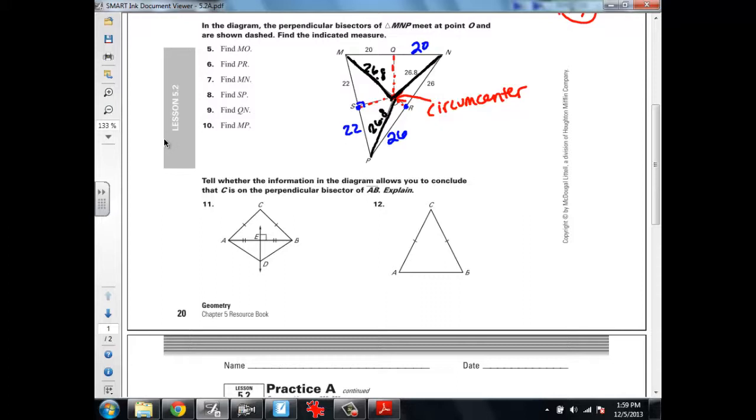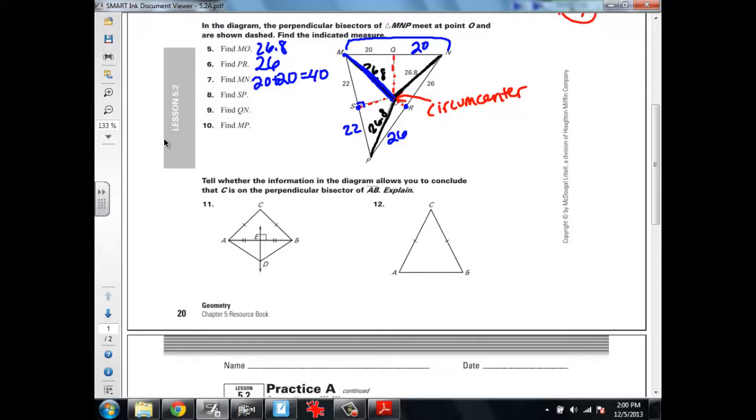That's right. So now, answer your questions. Number 5, MO. Where's MO? This distance right here is 26.8. PR. PR is right here. We have 26. Oh, look how quick this goes. MN. We've got 20 and another 20. Gives me 40.